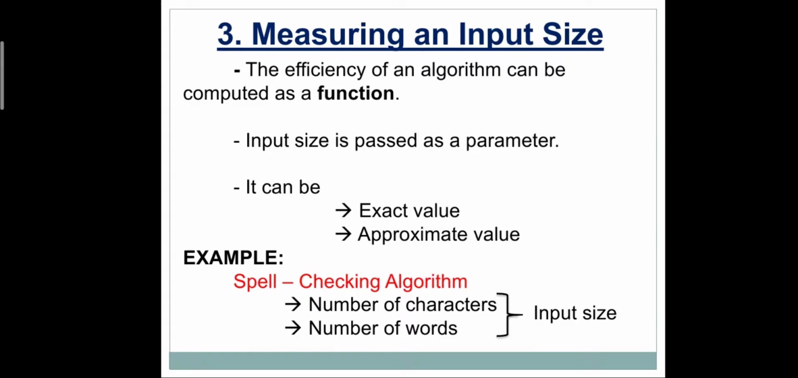The choice of an appropriate size metric can be influenced by operations of the algorithm. For example, for a spell checking algorithm, if it examines individual characters of input, then we should measure the size by number of characters. If it works by processing words, then we should count their number in the input. This metric usually gives a better idea about the efficiency of the algorithms.